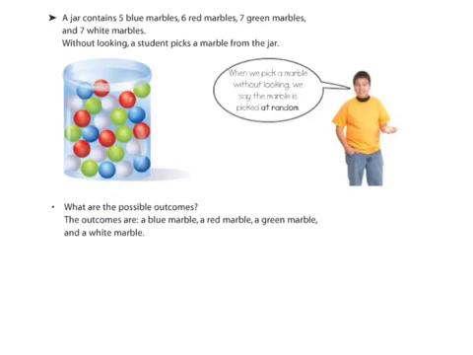Let's take a look at another example. We have a jar that has 5 blue marbles, 6 red marbles, 7 green marbles, and 7 white marbles. Without looking, blindfolded, eyes closed, whatever, he picks a marble from the jar. He's picking a marble at random. There's no way of knowing which one he's going to pick. What are the possible outcomes? Well, you could end up with a blue marble, a red marble, a green marble, or a white marble.